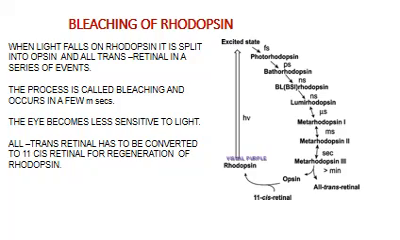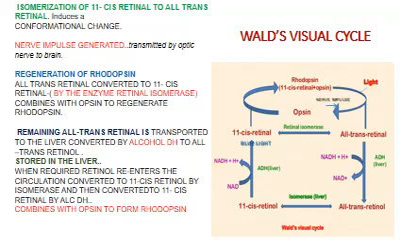Now, all-trans-retinal has to be converted to 11-cis-retinal for the regeneration of rhodopsin. So this is the Wald's visual cycle which you are familiar with. You have to learn this cycle because it's an important question which comes in the university exam. Now, during the conversion of rhodopsin to all-trans-retinal, the 11-cis-retinal is getting converted to all-trans-retinal. In this conversion from 11-cis-retinal to all-trans-retinal, there is a conformational change. A nerve impulse is generated, and this is transmitted by the optic nerve to the brain.